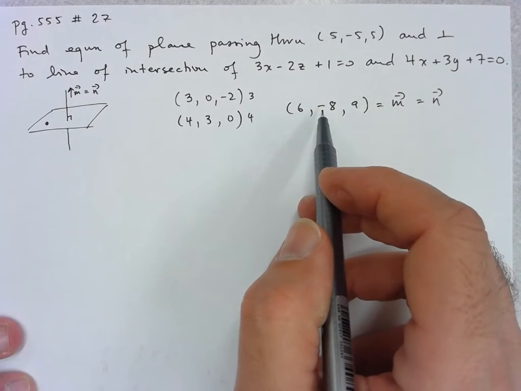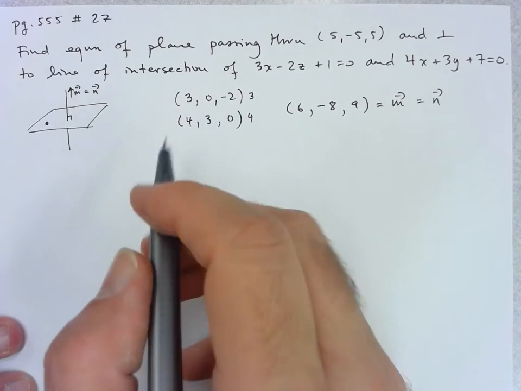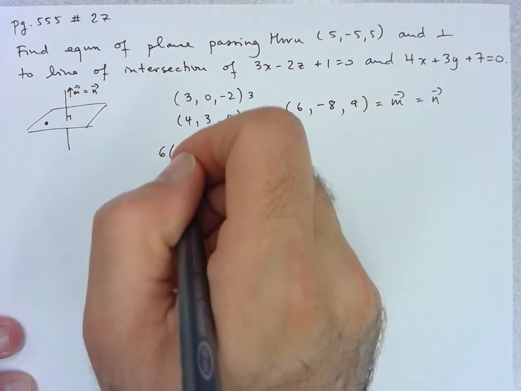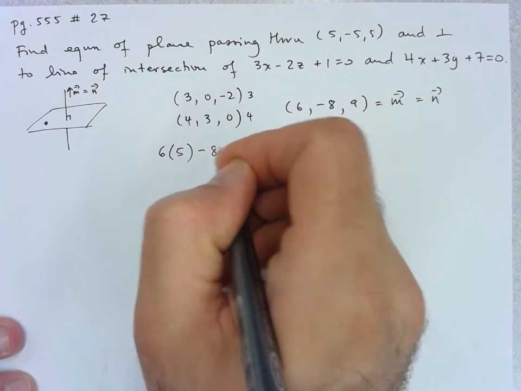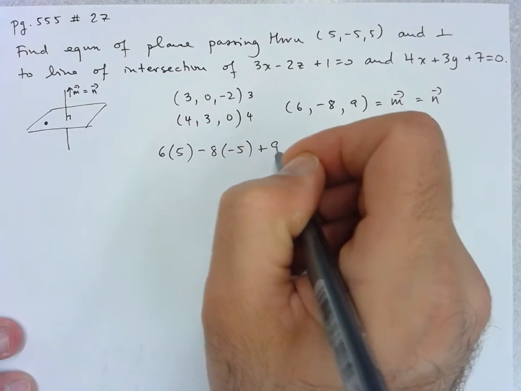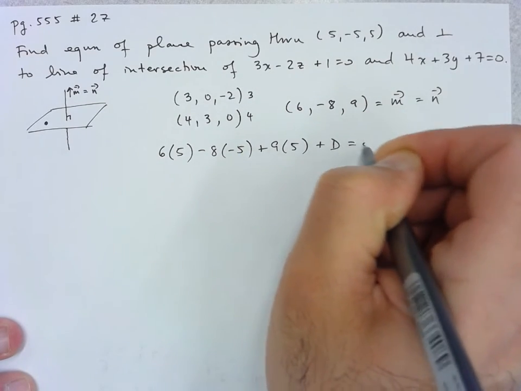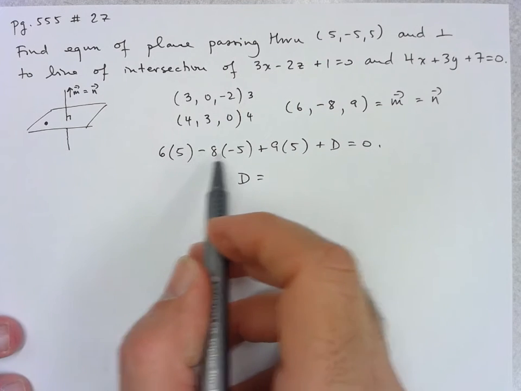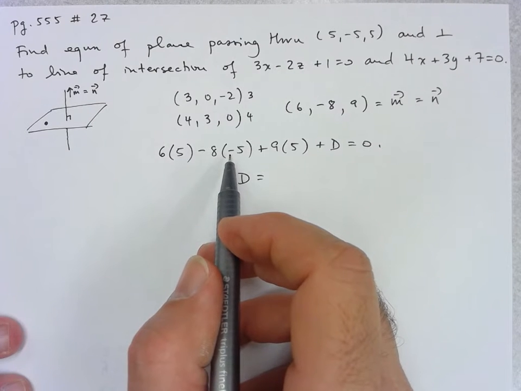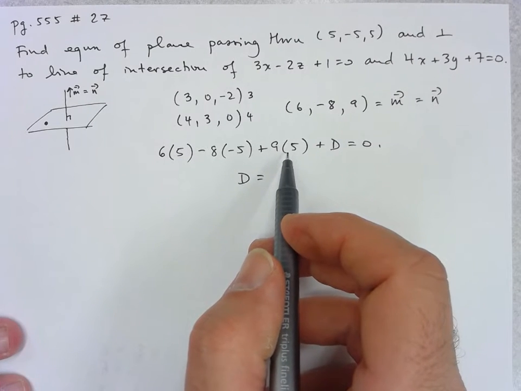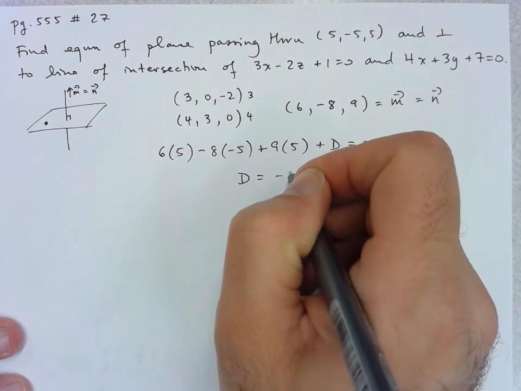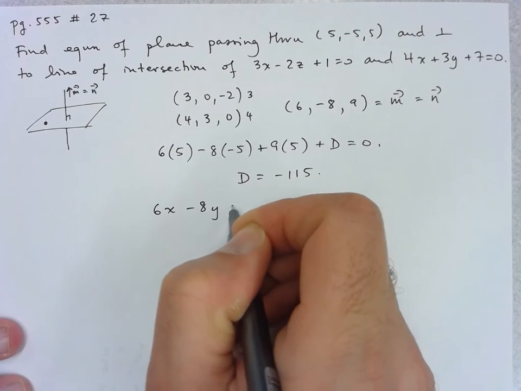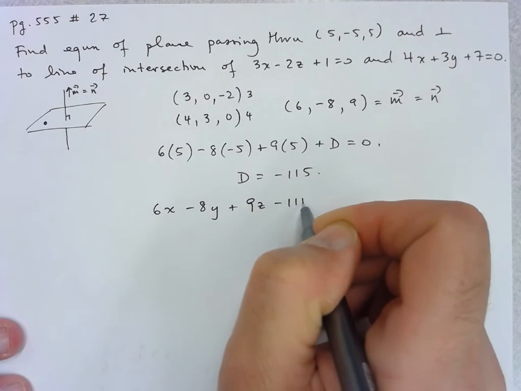Now that we have a normal vector and we have a point, we can just stick that into our general equation. So here, normal vector is 6 times the x component of our point, 6 times 5, minus 8 times negative 5, plus 9 times 5, plus d is equal to 0. So d is equal to, here we have 30 plus 40 is 70, plus 45 is 115, bring that to the other side, negative 115. Our answer is just going to be 6x minus 8y plus 9z minus 115 equals 0.